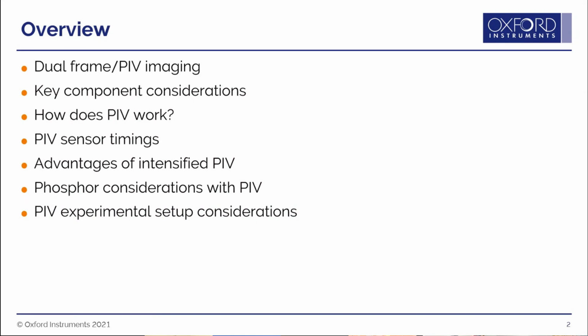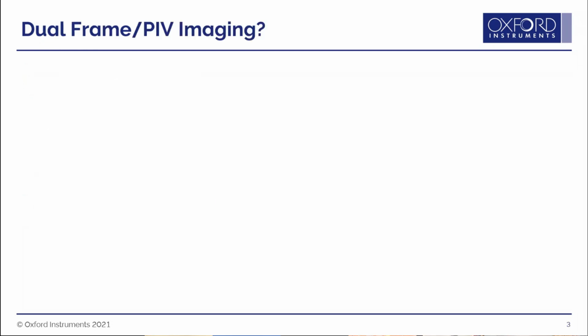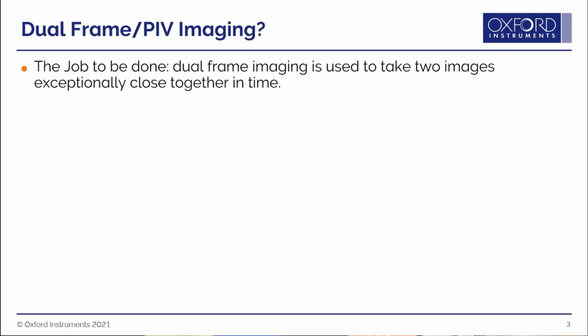I should say that I use the term PIV mode because that's what we set it in the software. It's the same as dual frame imaging, but for the purposes of this talk, I'll refer to it as PIV, just so I'm a bit more consistent, but it's the same thing. So why we might want to do dual frame or PIV imaging: it's simply so we can take two images exceptionally close together in time.